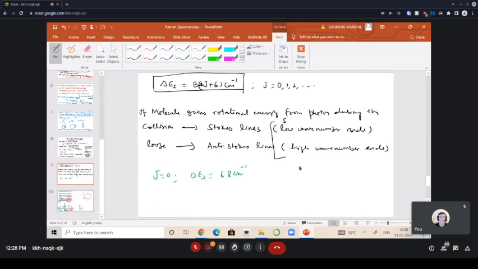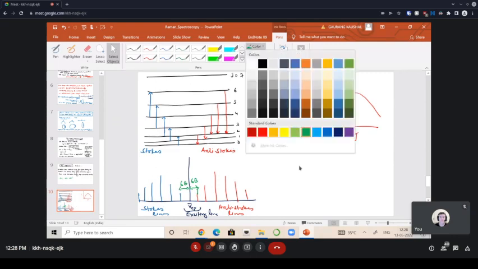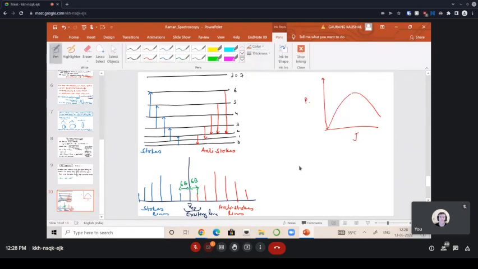You will see that after that, there will be equal spacing for all the lines, which is 4b. The remaining spacing, all these spacings, will be 4b centimeter inverse. So the first spacing from the exciting line is 6b centimeter inverse, and the remaining spacing of the Raman spectral lines are 4b centimeter inverse.